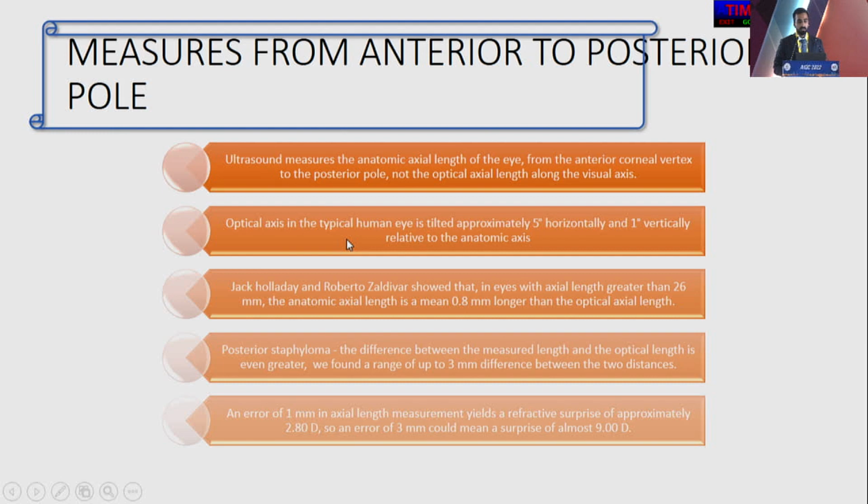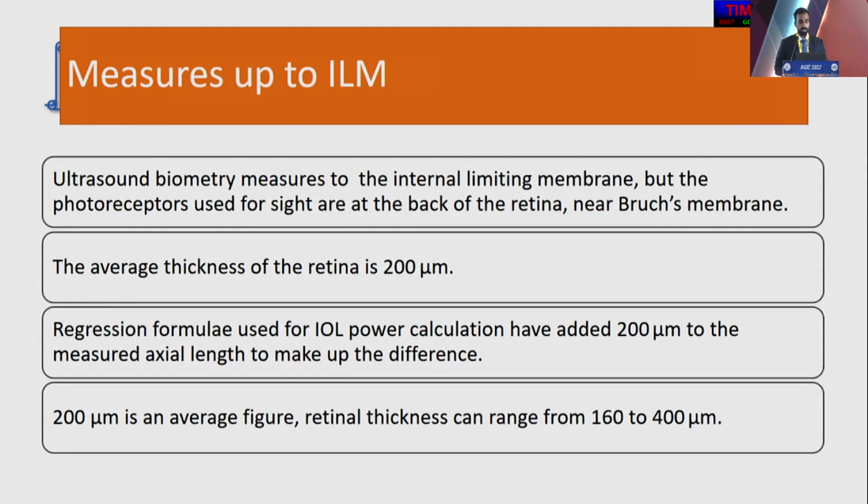So the drawbacks are, it measures from the anterior to the posterior pole. So it only measures the anatomic axial length and not the optical or visual axial length. It also only measures up to the internal limiting membrane. It does miss out 200 microns of the retinal thickness. So you can have an error here.